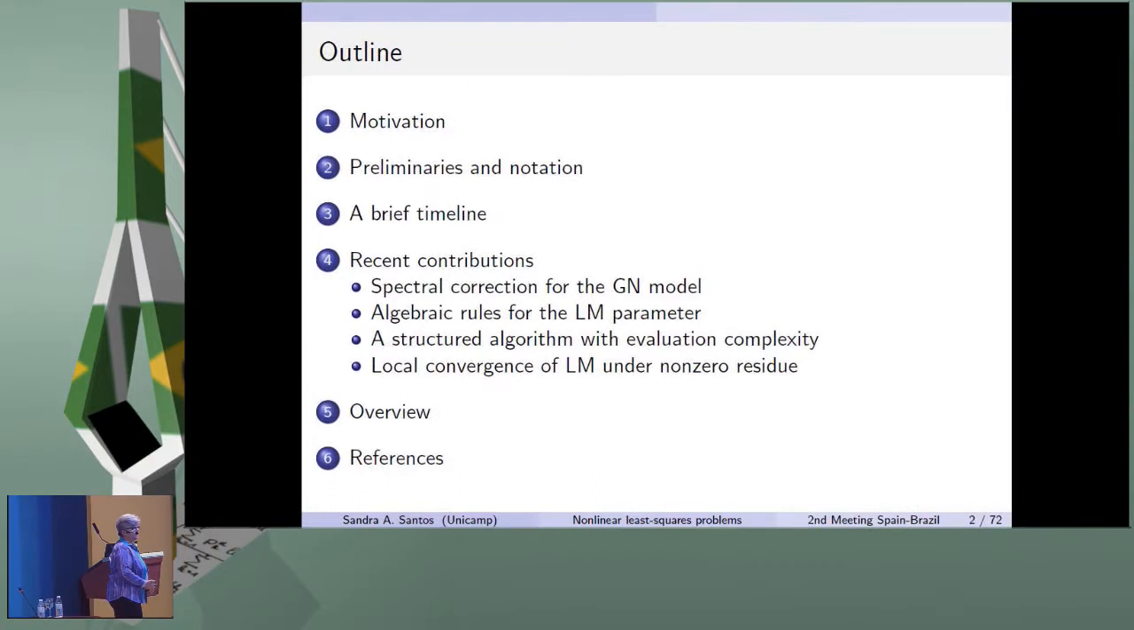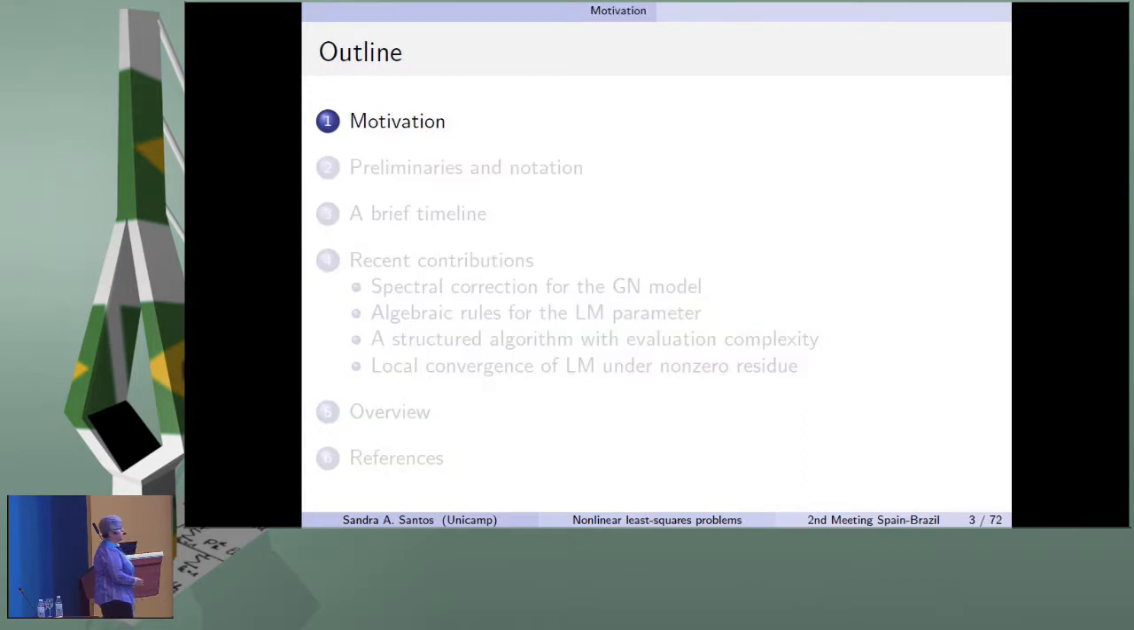I will start with some motivation, and then give you the definition of the problem and some notation, a brief timeline with authors that have addressed this problem, and our 4 recent contributions along these 4 subjects. Then, final remarks and some references conclude my talk.